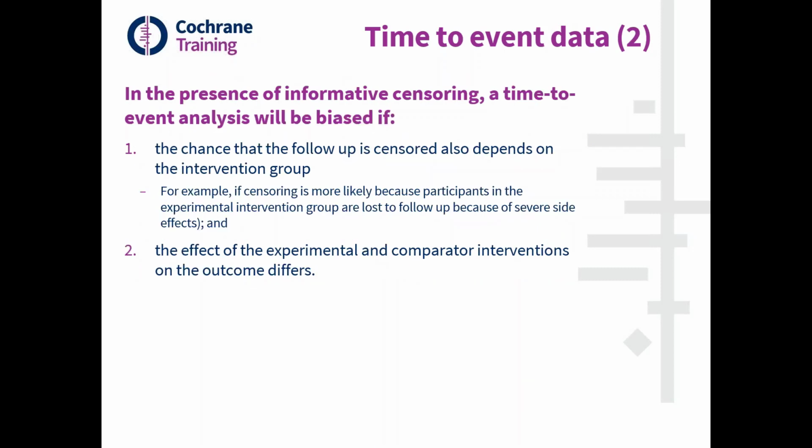Now, what happens if there is informative censoring? In that case, we will get bias if the chance that follow-up is censored depends on intervention group. For example, censoring might be more likely because participants in the experimental intervention group are lost to follow-up because of severe side effects, and the effect of the experimental and comparator interventions on the outcome differs. And this is all closely related to the concept of missingness in the outcome being related to its true value that we discussed earlier on.